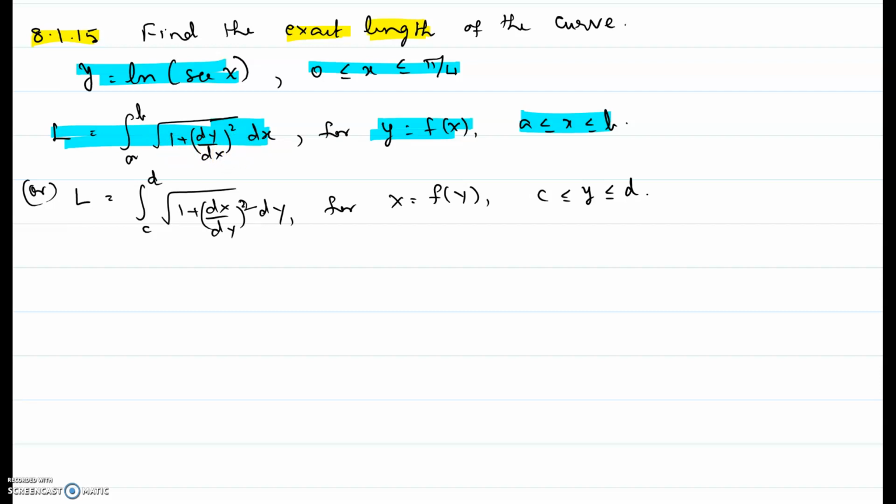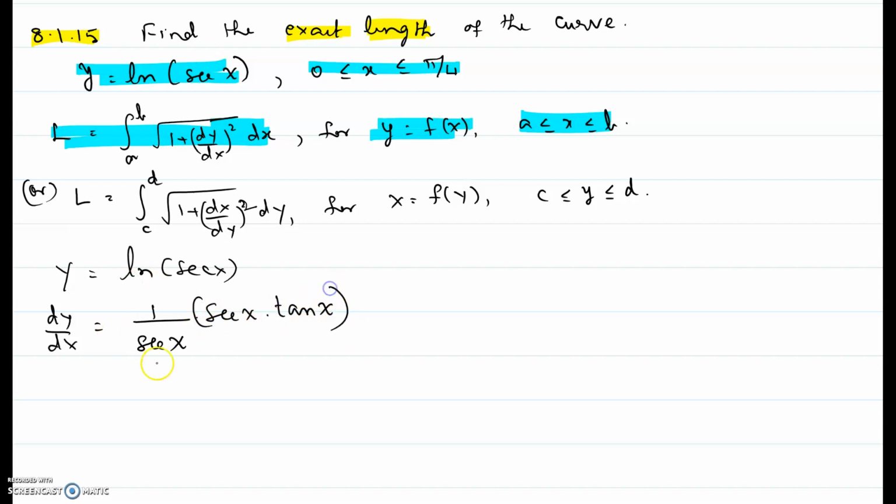So let's first find dy by dx. Given y, which is ln of secant x, dy by dx is the outer derivative, which is 1 over secant x, times the derivative of secant x, which is secant x tan x, the inner derivative. So here we notice secant x cancelling out, so we just have tan x. So dy by dx is tan x.